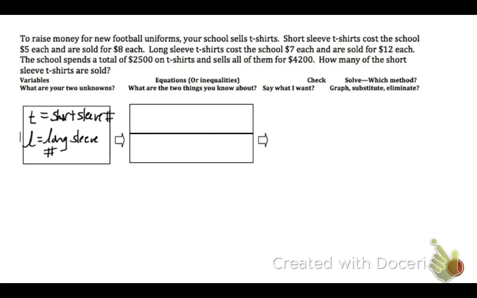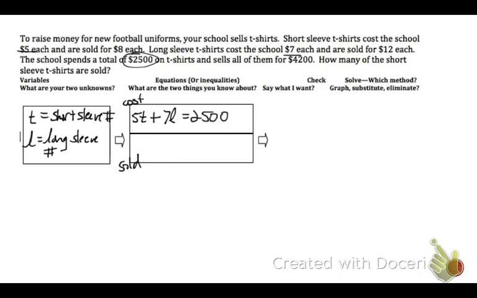Now there are two things that we were told about: how much they cost and then how much the school sold them for. So with the short sleeve, it cost $5. For the long sleeve, so we're going to have to jump down here, it cost the school $7, so $7 times each long sleeve. And then together with those, the school spent $2,500. So we have to jump around a little bit to create our equation.